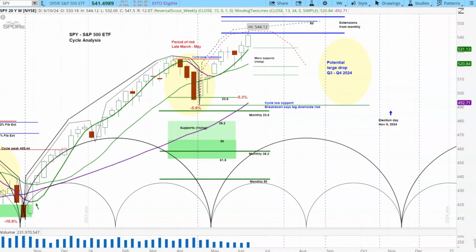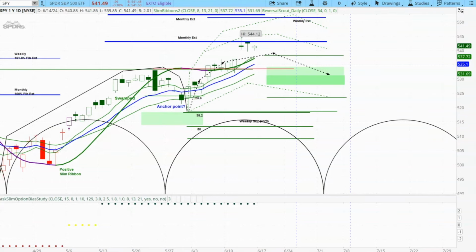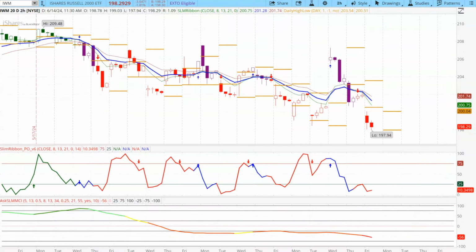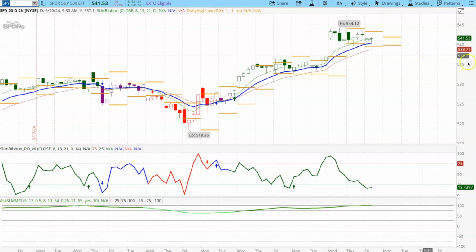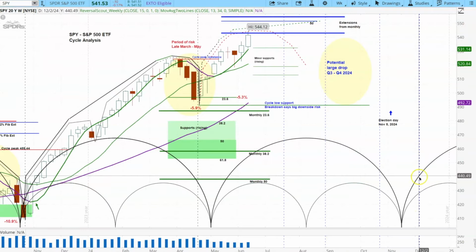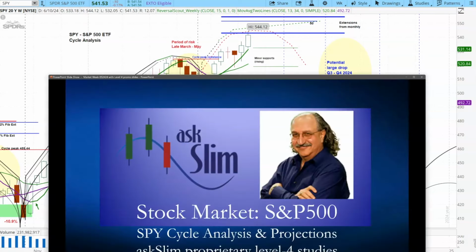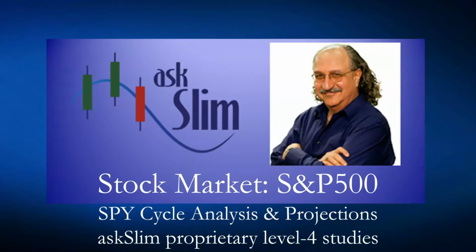So that is a look at the S&P 500. Again, positive there on the daily, positive on momentum, and on the 2-hour positive right over there. So the conditions of the S&P 500 are positive. The NASDAQ is positive, and the other markets are negative. And it's really strange to see this wide divergence.